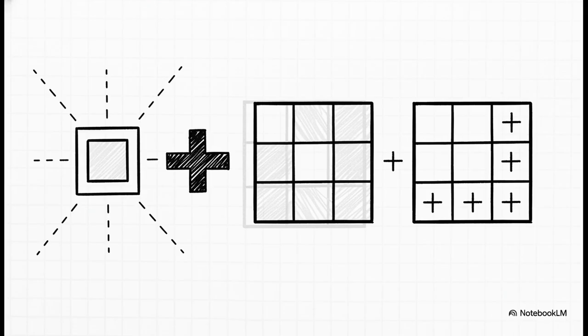Broadcasting is just NumPy's clever way of letting you do math on arrays that don't have the same shape. In this example, we're adding a single number, 10, to a whole 2D array. Instead of throwing an error, NumPy is smart enough to stretch, or broadcast, that single number across the entire array, adding it to every single element. It's genius. It makes adjusting huge data sets incredibly simple.